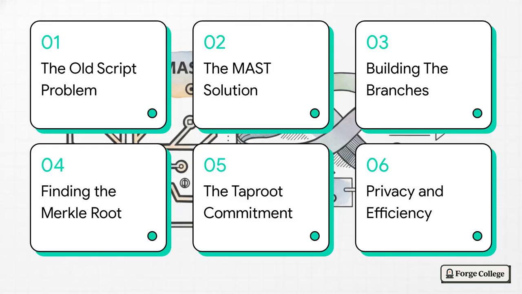So here's the game plan for today's explainer. We'll start with the old script problem, introduce the MAST solution, head into the workshop to build our branches, find the Merkle root, and lock it all in with the Taproot commitment. Finally, we'll wrap up with a quick QA check on privacy and efficiency. Let's dive in. Section 1.